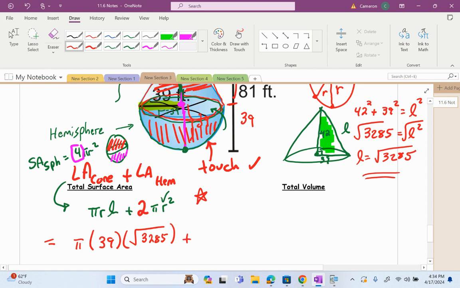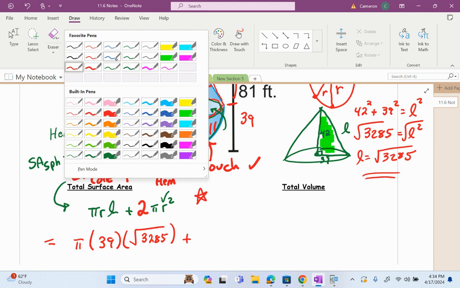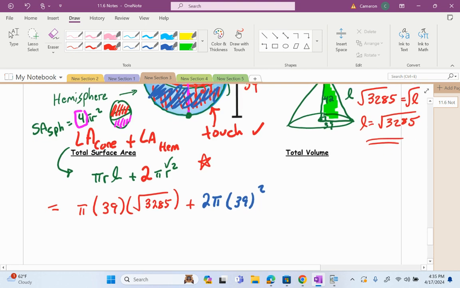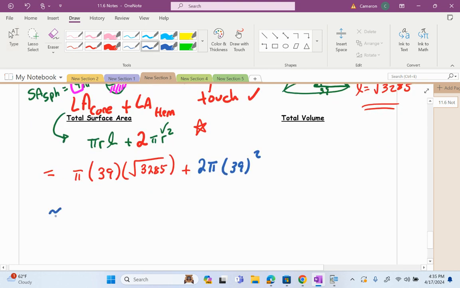Plus, now we've got the hemisphere on the bottom, that cereal bowl. Let's maybe pick a new color. Let's do blue. Okay, so all this part now: 2 pi r squared, 2 pi radius, still 39, squared. And I'm just going to type all that in and see what we get.